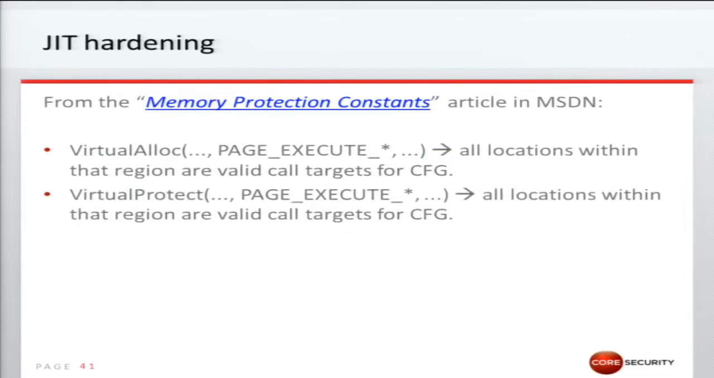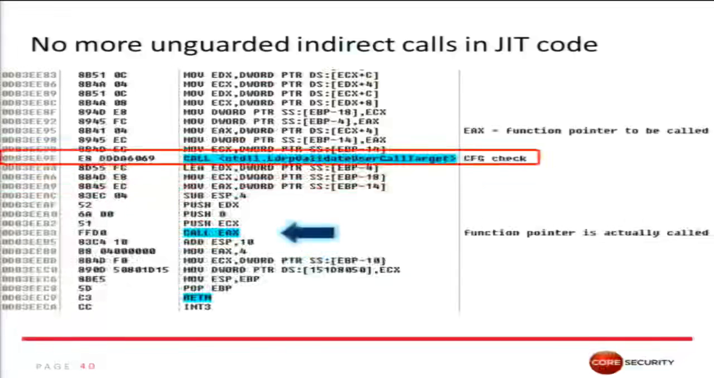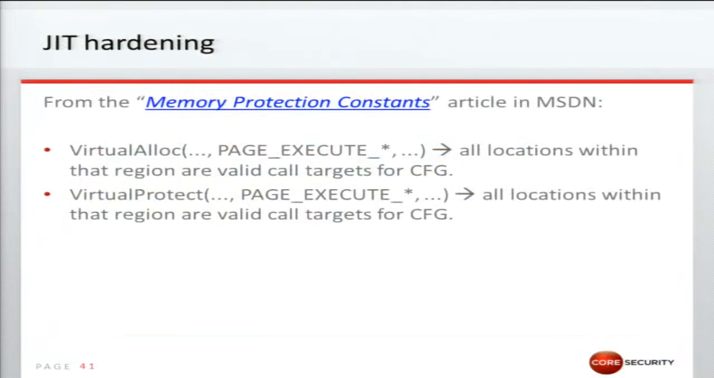So let's see the other part, that is when just-in-time code is the destination of indirect calls. If you take a look at this article called Memory Protection Constants in MSDN, you can see that when you call VirtualAlloc in order to allocate a new memory region with execute permissions, all locations within that memory region will be marked as valid call targets for CFG. And in a similar way, if you call VirtualProtect in order to change the permissions of a memory region to page execute permissions, and that means PAGE_EXECUTE_READ, PAGE_EXECUTE_READWRITE, PAGE_EXECUTE_WRITECOPY, I don't remember the exact name, every location within that memory region will be marked as valid call target for CFG.